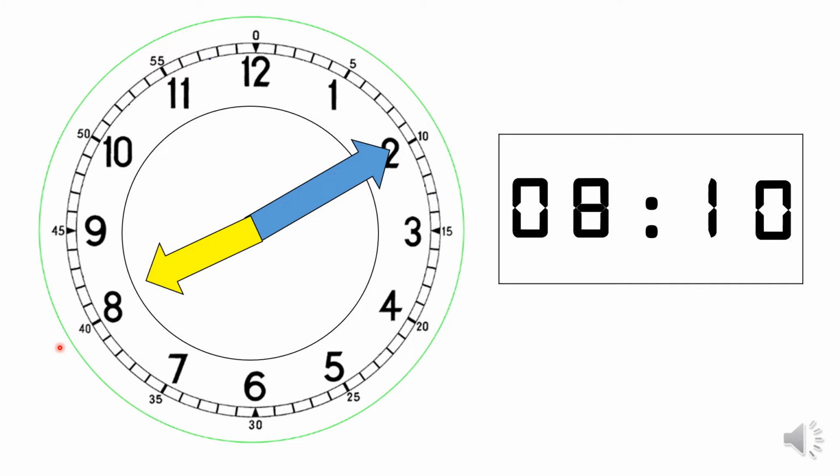This time shows 8:10 or 10 past 8. So firstly, I look at the small hand to see where it is. This is the hour hand and is facing towards the 8. The minute hand is pointing at the 10. So this shows us that it's 10 past 8. We write this digitally like this, 0, 8, 10.